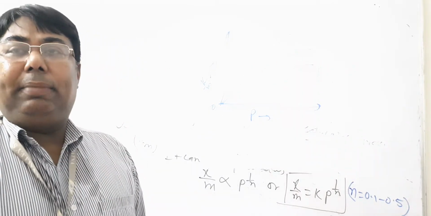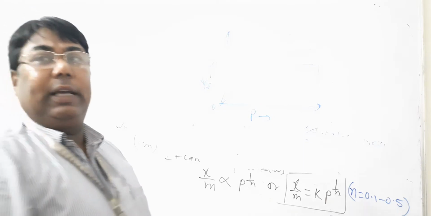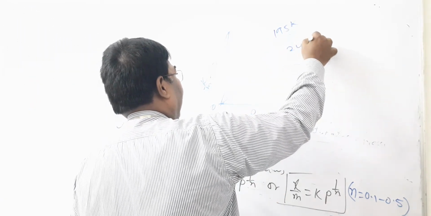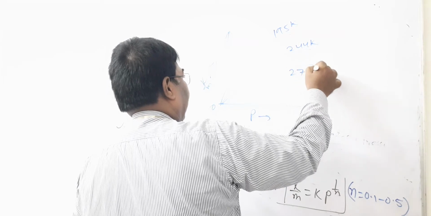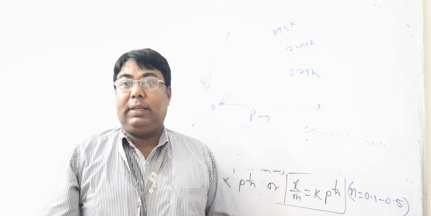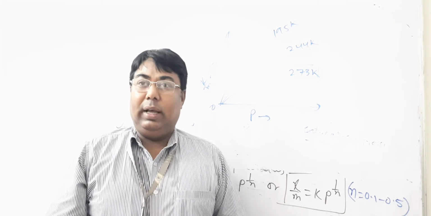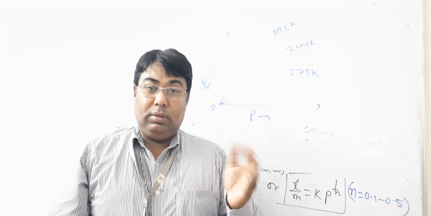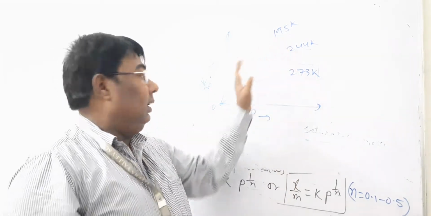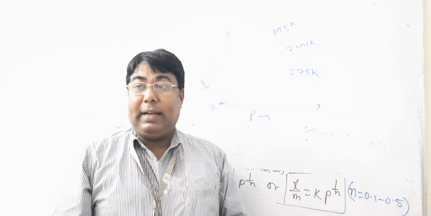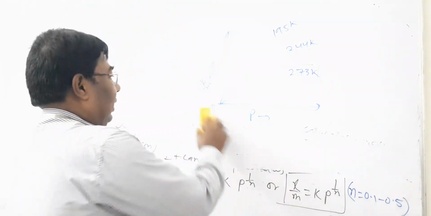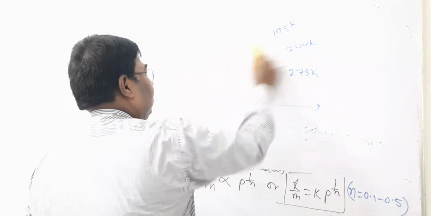There are the three temperatures: 195 K, 244 K, 273 K. All of you have seen that on increasing the temperature, the extent of adsorption decreases. So at 195 K, the extent of adsorption is maximum. Now how would you find out the value of x and n?